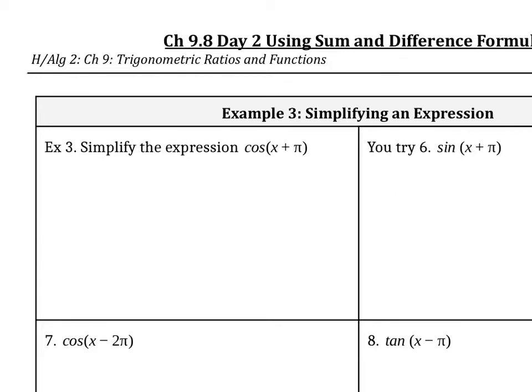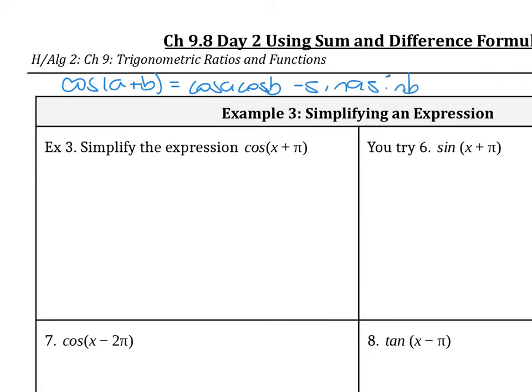In this section, we're going to simplify expressions using our sum and difference formulas. So we're going to simplify the expression cosine of x plus pi. If we remember, this is our cosine of A plus B, and so that is cosine A cosine B minus sine of A sine of B.